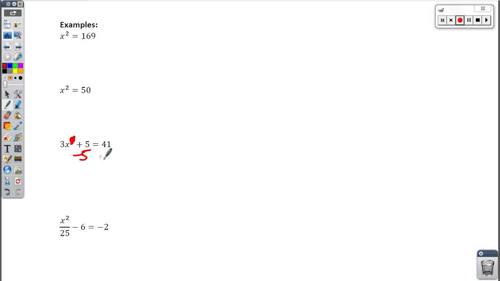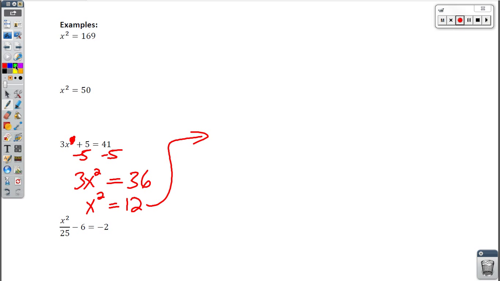So we're going to subtract 5 from both sides, and we get 3x squared. But again, just pretend that that's regular x for now. So we want to solve for regular x. All right, so then 41 minus 5 is 36. Divide both sides by 3, and we get x squared equals 12.